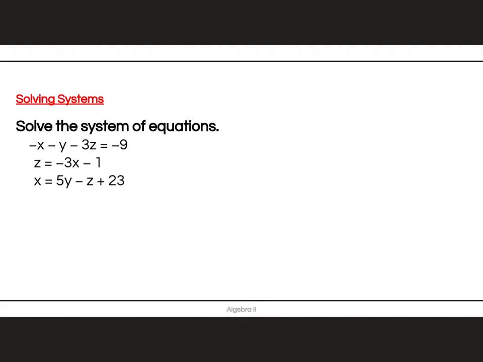All right, next problem. So here we have negative x minus y minus 3z is equal to negative 9. z is equal to negative 3x minus 1. And x is equal to negative 5y minus z plus 23. So now in this particular problem, they tell you what z is equal to and what x is equal to.